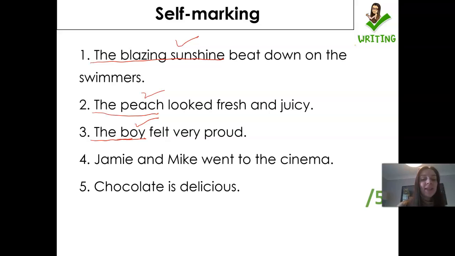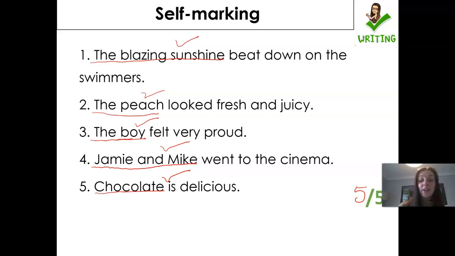Number 4, Jamie and Mike went to the cinema. Well, in this case we have 2 subjects. We've got 2 people named. So we're going to underline not just Jamie, but Jamie and Mike. Give yourself a tick if you got that correct, and fix it if you need to. And finally, chocolate is delicious. Yep, I agree. So my subject here is chocolate. And the last thing you need to do once you have checked your answers, ticked and fixed, is give yourself a mark out of 5.